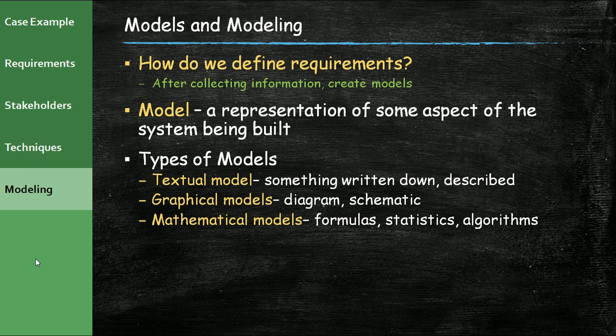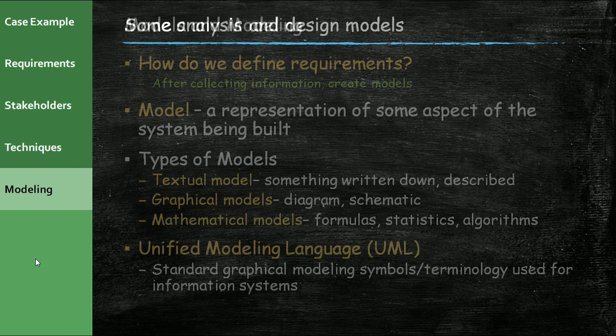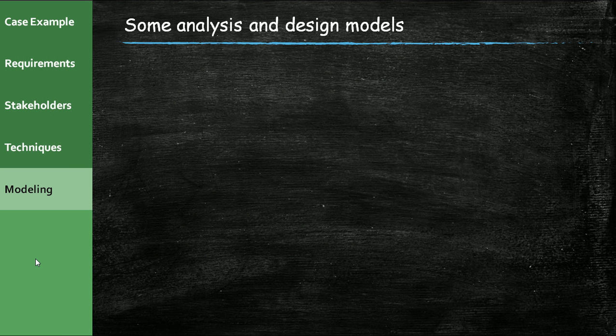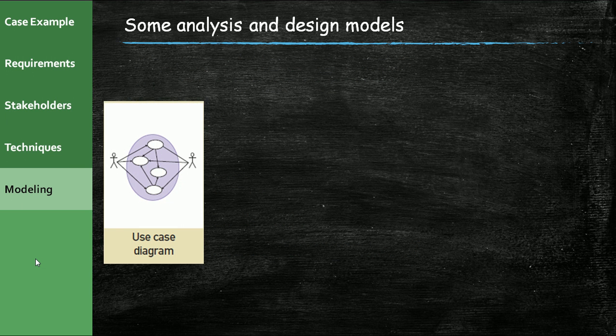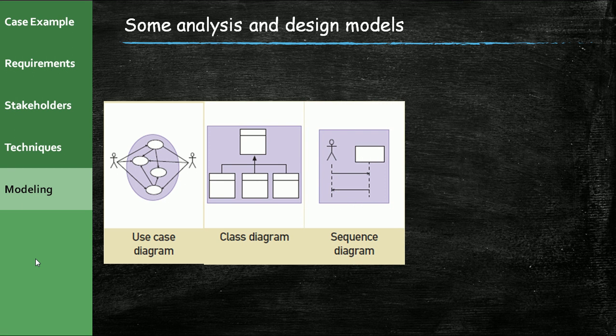For the most part in this course, we concentrate on graphical models and mostly using the Unified Modeling Language, or UML. So UML is an OO technique for doing modeling, and that's what we concentrate on in this course. Some examples of what those models look like in UML. You've got use case diagrams, which we're going to talk about in the next unit. In the unit after that, we're going to talk about class diagrams.